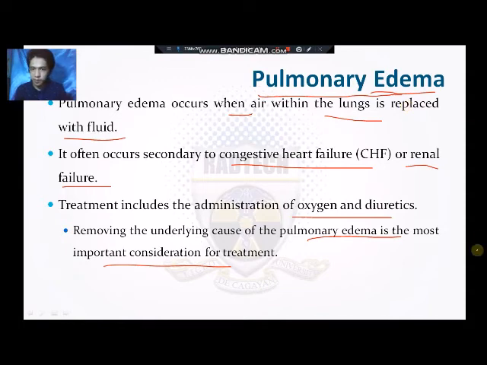Okay, so sometimes the patient can be given diuretics. So the purpose ani is to increase the urine production of the patient. Kay, di ba? Urine is composed of fluid.